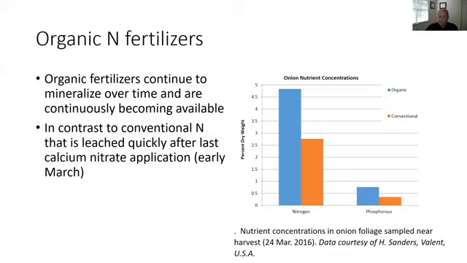and that's what we want. But in the organic system, because those fertilizer sources, the poultry litter, are still releasing nitrogen, and in fact, at that time of year, as it's getting hotter, they're releasing more and more nitrogen, we see these very high levels of nitrogen in the foliage of our organic onions late in the season. And this is not desirable.